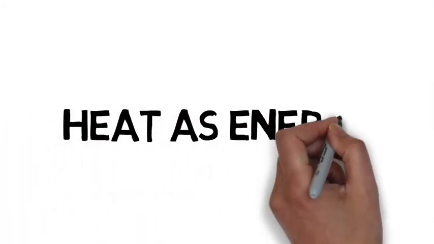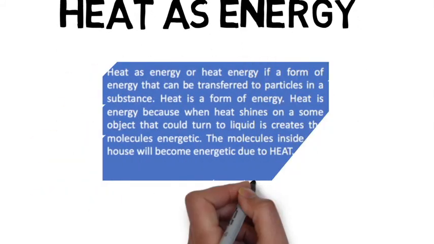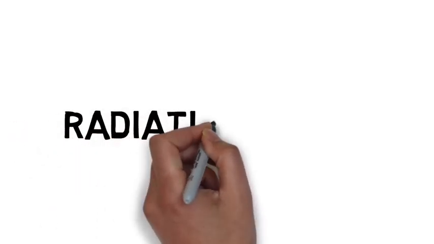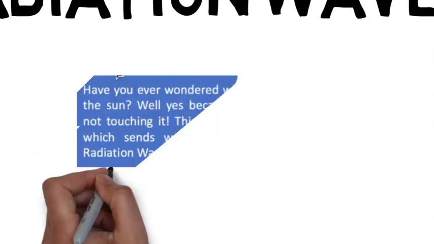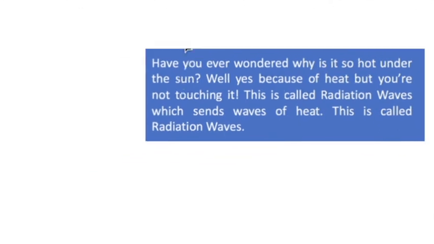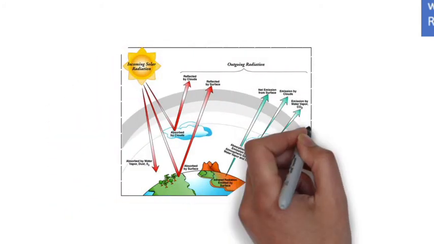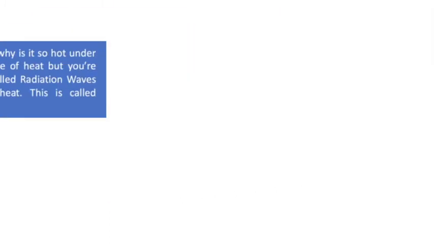Heat as energy. So heat as energy, or heat energy, is a form of energy. And then radiation waves. Have you ever wondered why it's so hot in the sun? Well, yes, because of heat. But you're not touching it. This is called a radiation wave. It sends waves of heat. This is called radiation. So yes, heat as energy is when heat turns into energy because molecules start getting energetic.